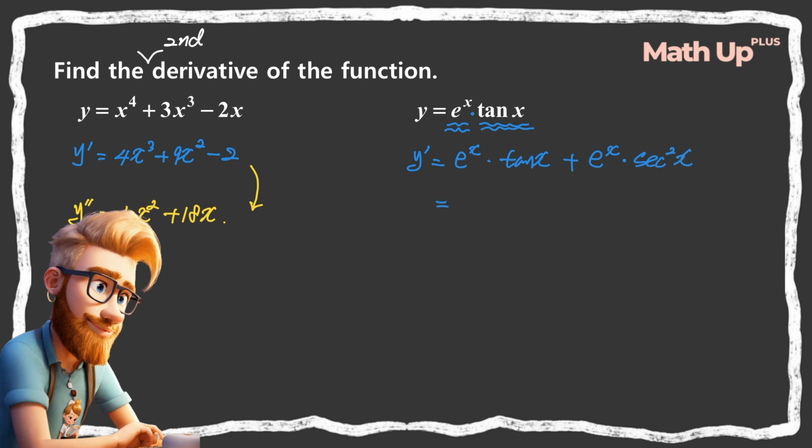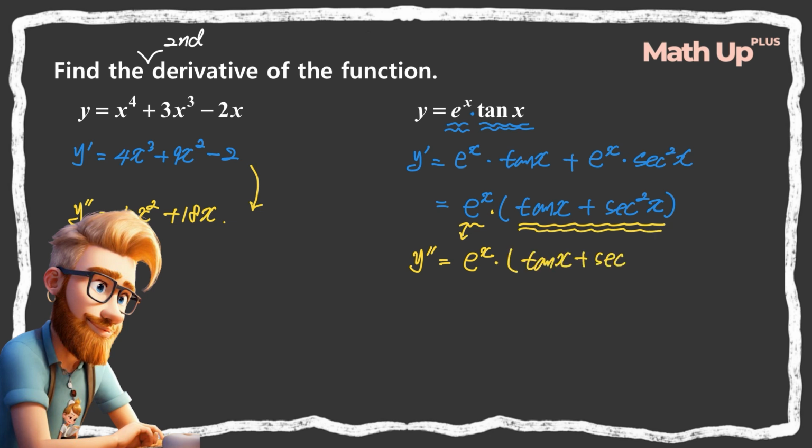So if we simplify this, factor out e to the x, that's going to be tangent x plus secant square x. Now the second derivative, y double prime, is equal to, again we have to apply the product rule, right? Because this is e to the x times all of this expression, tangent x plus secant square x. So the derivative of e to the x, that's e to the x, times, leave this function alone, so tangent x plus secant square x, plus, leave the first function e to the x alone, times the derivative of this expression.